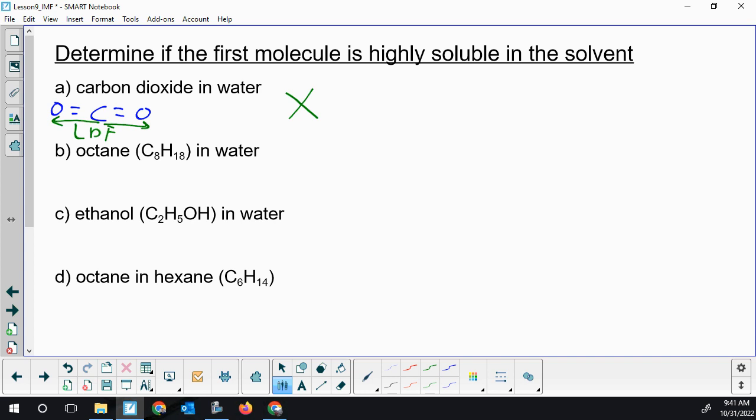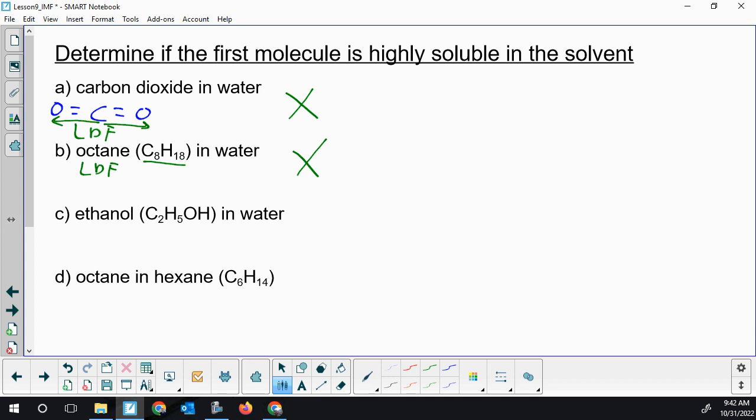Octane in water. Well, hopefully you don't go too far with this. You see a hydrocarbon. This is London dispersion forces only. Water, you know, has all three. So that's not going to be highly soluble. Not soluble at all. That's kind of your oil and water. They don't mix. Carbon dioxide isn't very soluble in water. The carbon dioxide wants to stay as a gas in the atmosphere, out of the water. Small amounts, part per million amounts of CO2 does dissolve in water.